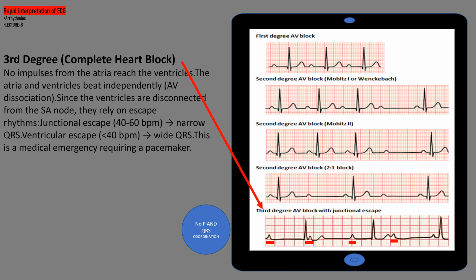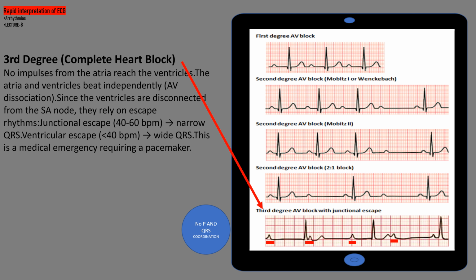Third-degree heart block, complete heart block. In this severe condition, no electrical impulses from the atria reach the ventricles. The atria and ventricles beat independently, which is called AV dissociation. Since the ventricles do not receive impulses from the SA node, they generate their own rhythm using a secondary pacemaker located below the AV node.